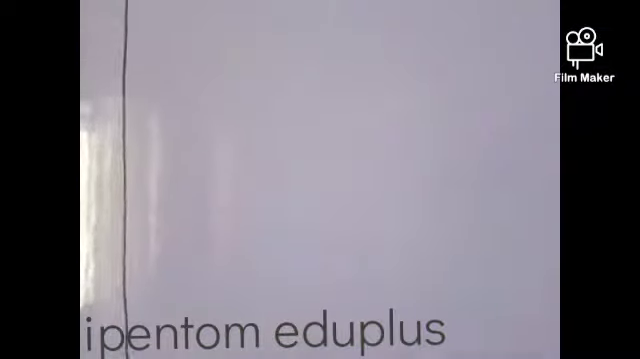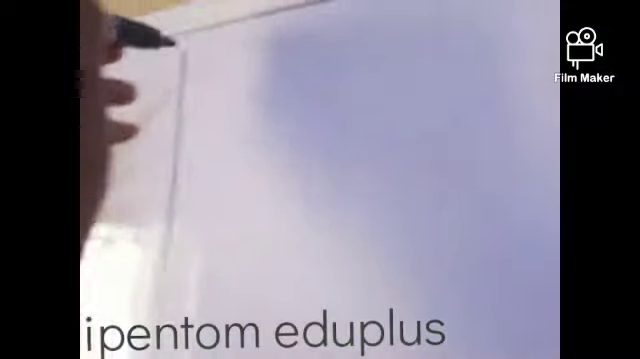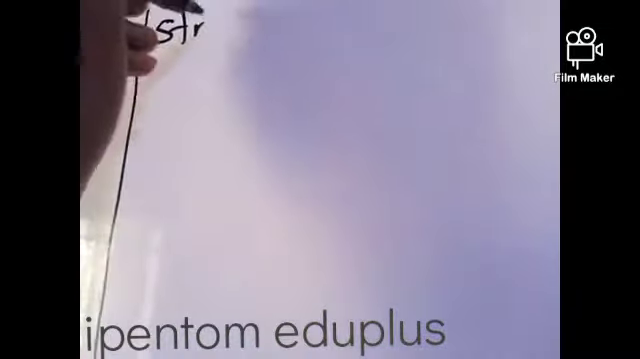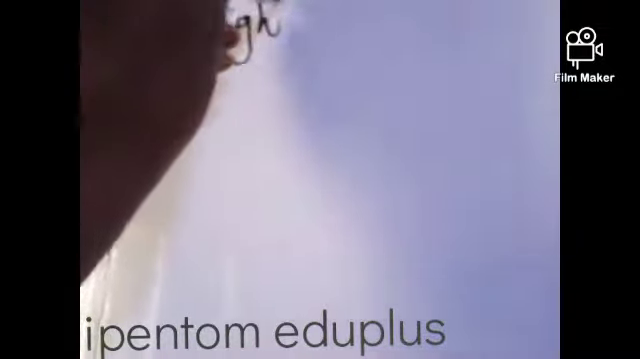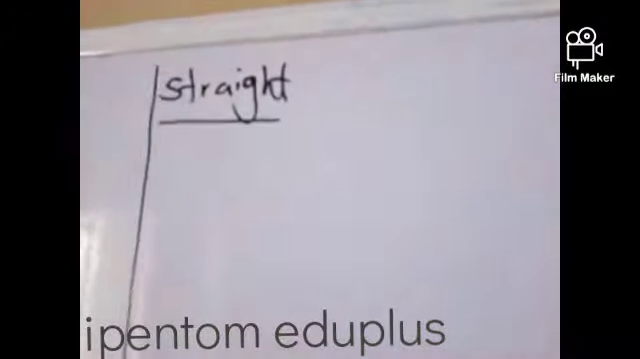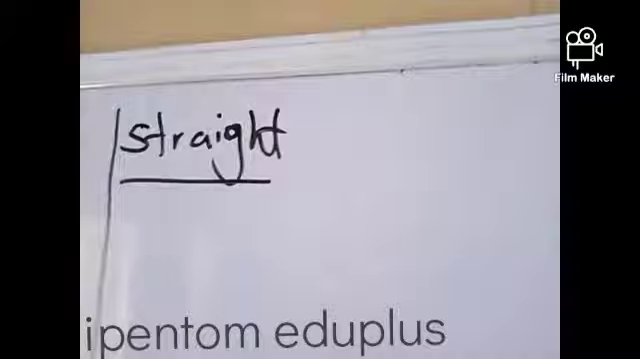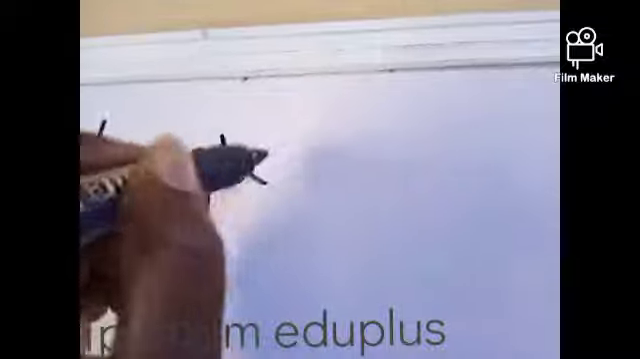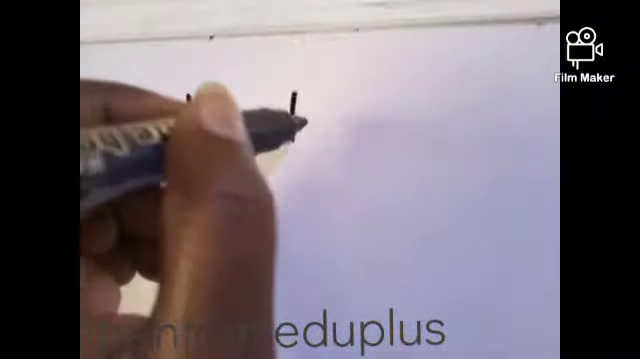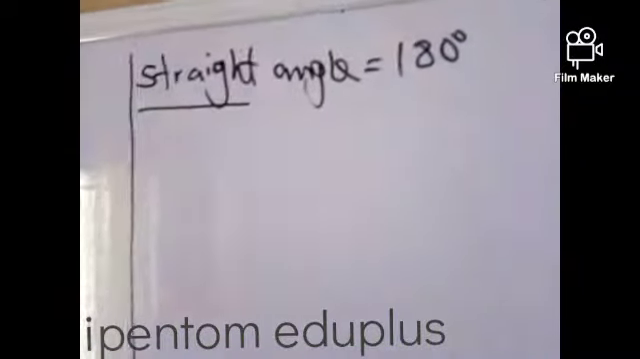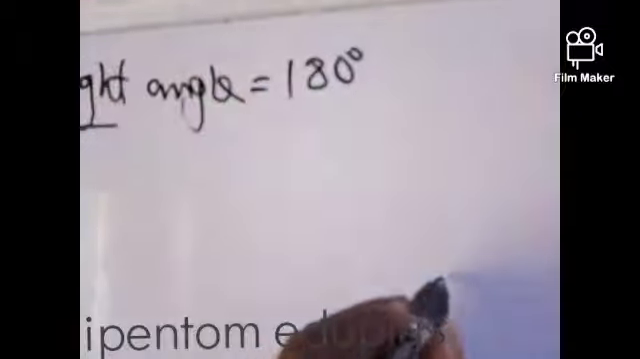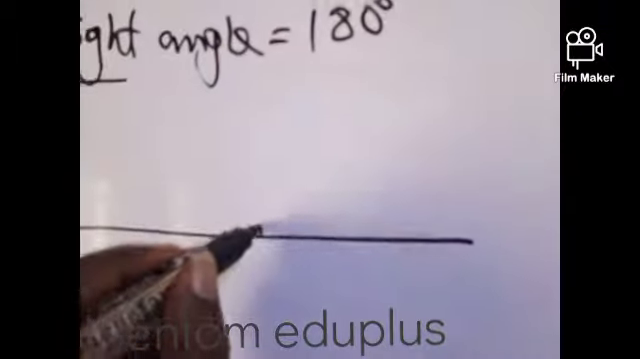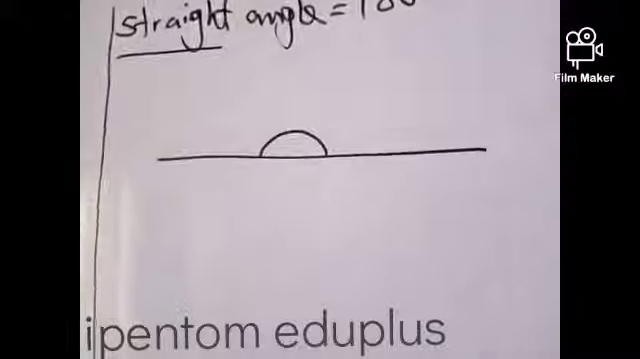We are looking at another type of angle, and that is a straight angle. Although some textbooks will call it a straight line angle, straight line angle or straight angle is usually equal to 180 degrees. Then how do we represent it? You draw a straight line, then any angle on this straight line is 180 degrees.